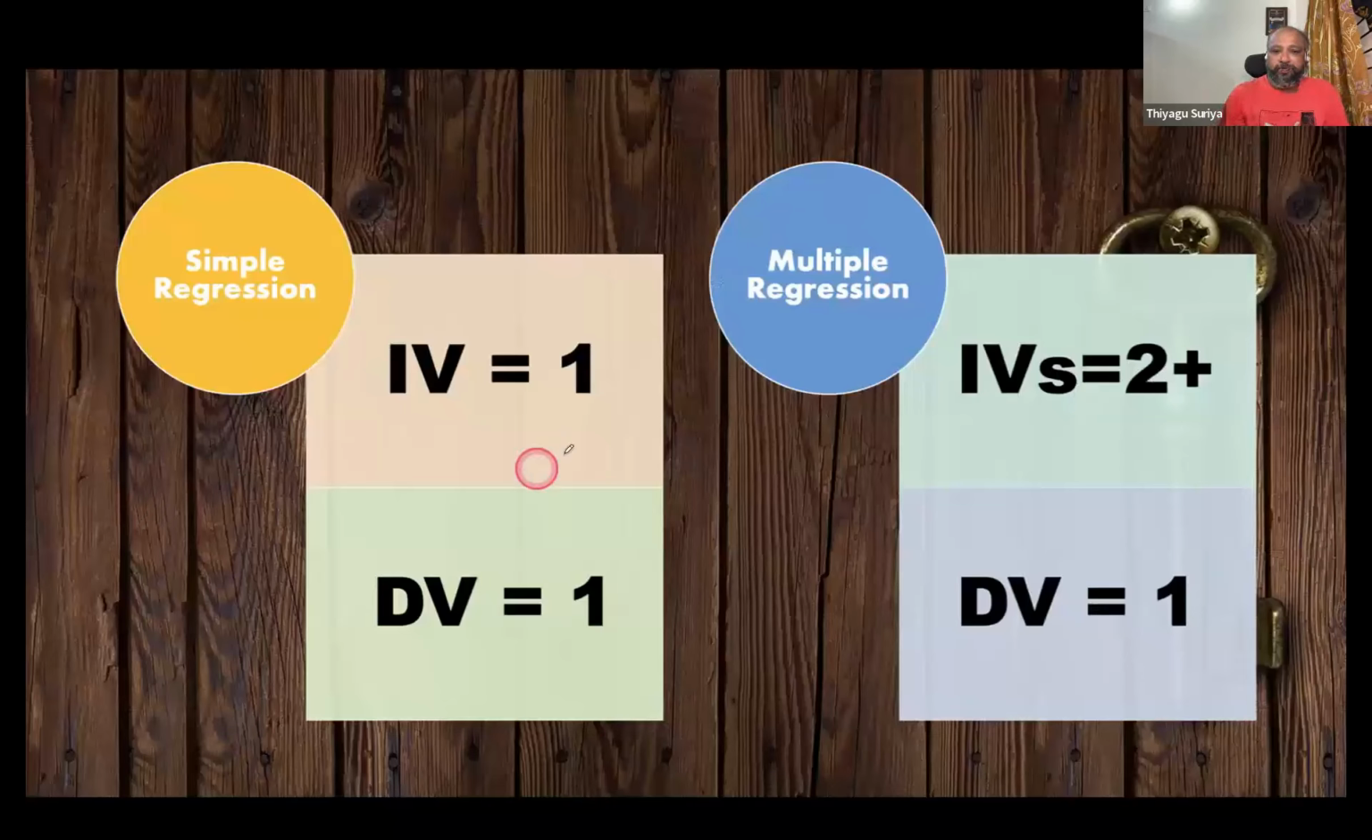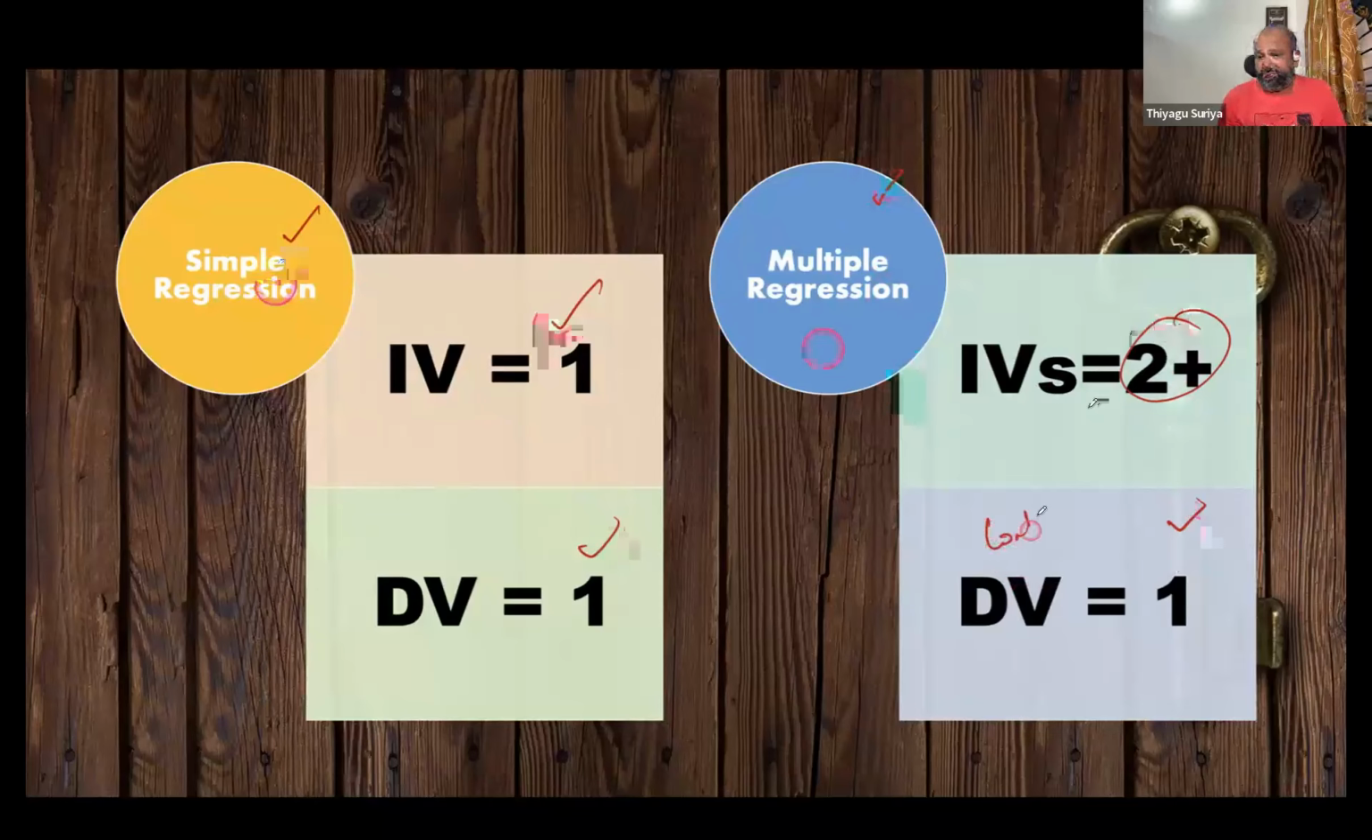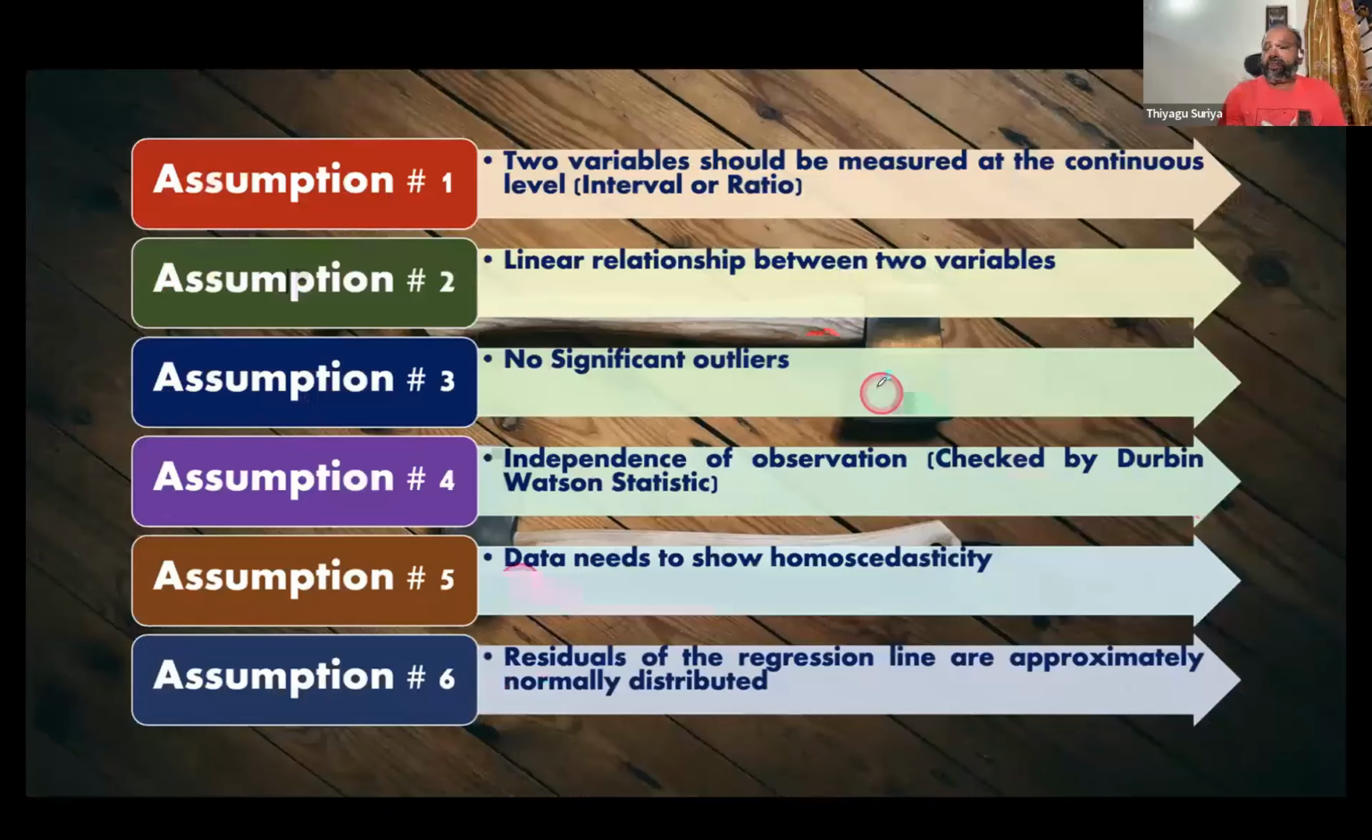We already know that for simple regression there is 1 independent variable and 1 dependent variable. With 2 or more independent variables and only 1 dependent variable, you can go with multiple regression. The basic assumption is that the variables should be continuous. Both should be continuous in this case. At least the independent variable should be continuous.